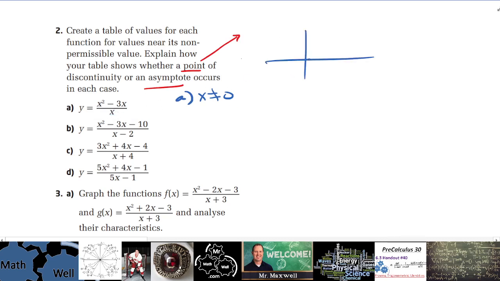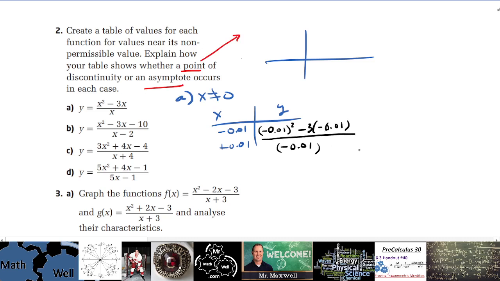I'll just do a real quick sketch. At 0, we either are going to have a gap, a point of discontinuity, or an asymptote. So let's check x equals negative 0.01 and x equals positive 0.01. Those are values that are very, very close to 0, but one is on one side of 0 and one is on the other side. So a table of values, you would literally say this. For the y value, you would say, okay, what does negative 0.01 squared minus 3 times negative 0.01, divided by negative 0.01, give us? You'd literally just evaluate this and find out what that answer is. And then you do the same thing for this other value. So go ahead and do that on your calculator, and that's literally what you're doing.